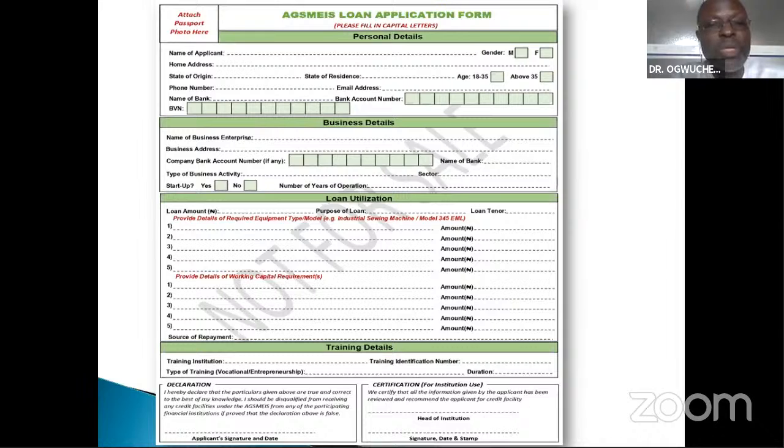Basically the same fields. The only difference here is when you are looking at the state of origin and then the state of residence. If you are, let's say, from Kogi State and you're a resident in Anambra State, the state of origin and state of residence will be different. Or if you're from Kogi State and you're a resident in Kogi State, then of course it's the same. And you're looking at the age bracket, phone number, email address, name of bank, that's your current bank. Give us the name and the number. Then the BVN, we've already talked about the importance of the BVN. So you indicate the BVN for us also.